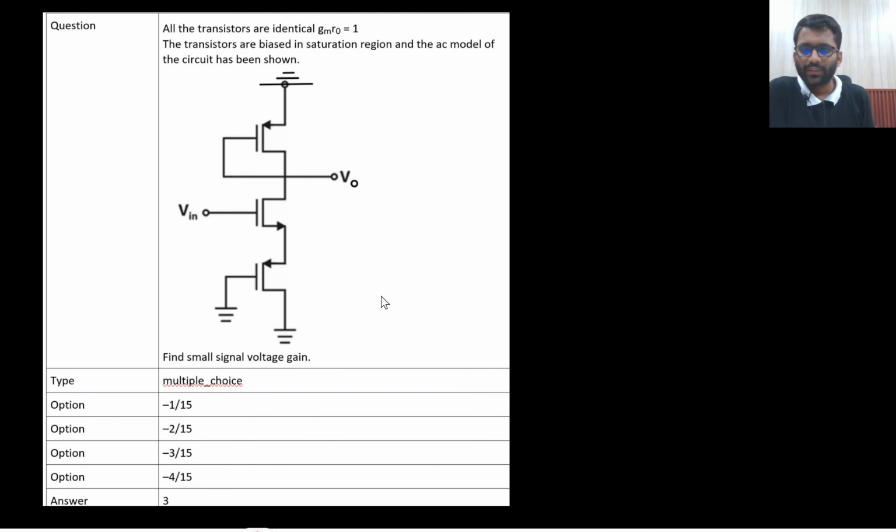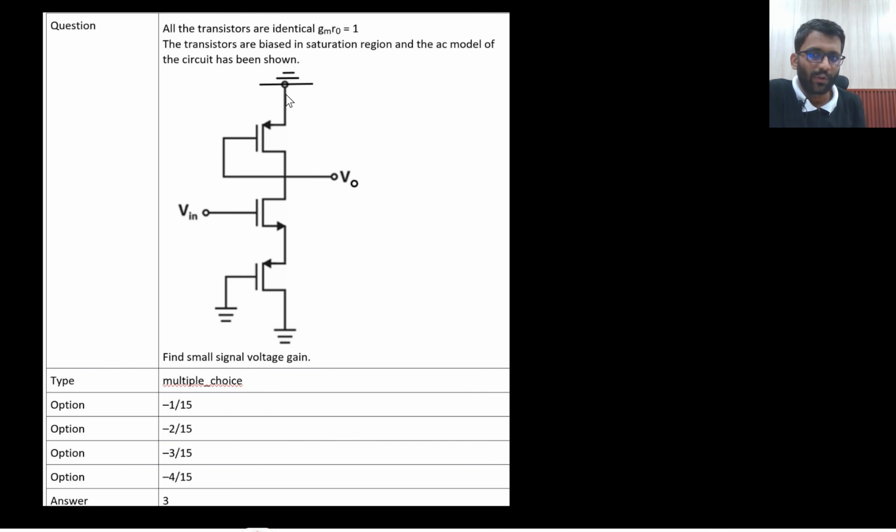Let's see this question. This is also a good question. So all transistors are identical. GM R0 is equals to 1. The transistors are biased in saturation region, and this small signal model has been shown. You have to find small signal voltage gain. So what do you think? What this will be replaced with? All transistors are identical. This will be replaced with 1 by Gm parallel with R0.